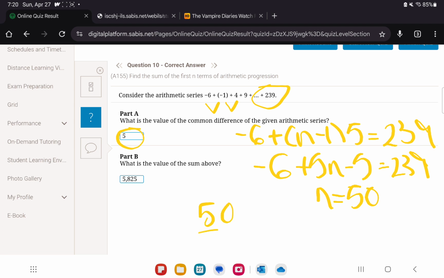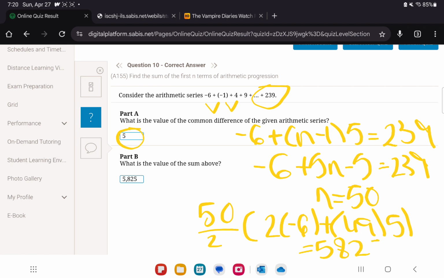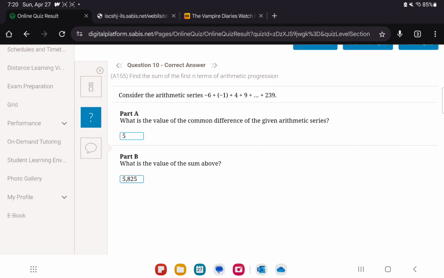Okay, now we find the sum of 50. So 50 over 2 times 2a1, which is minus 6, plus 50 minus 1, which is 49, and then times 5. You get, after all this on your calculator, 5825. That's it.